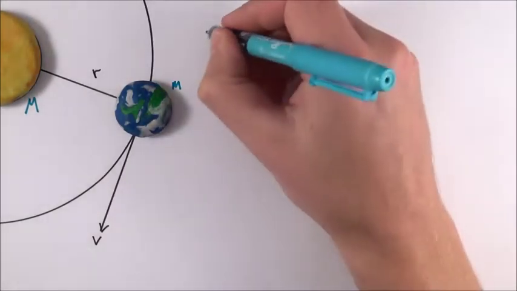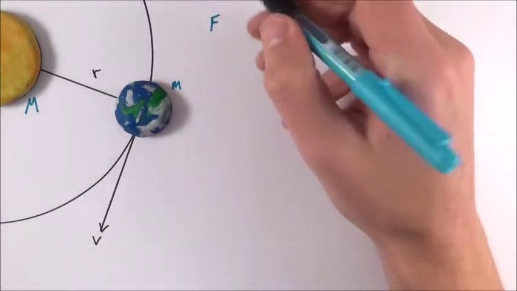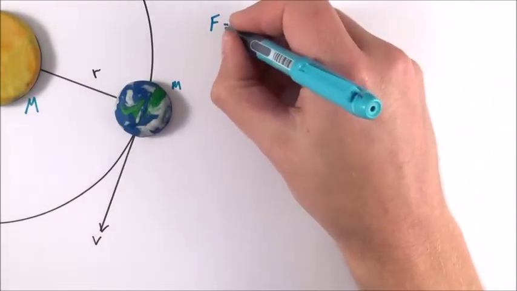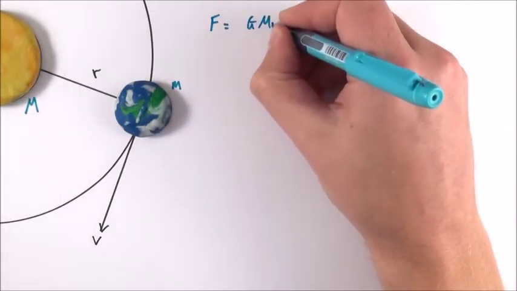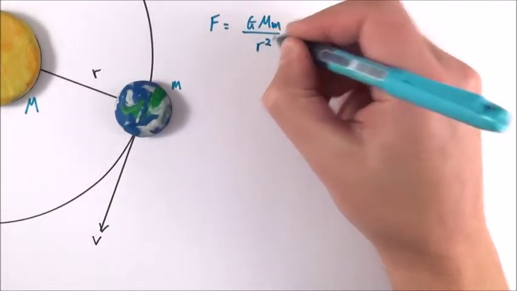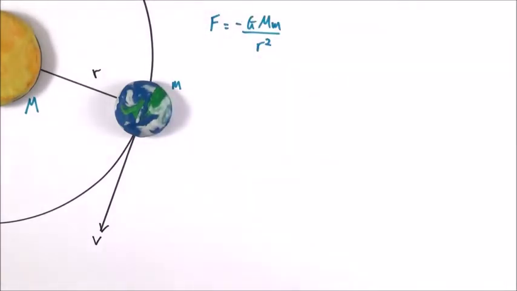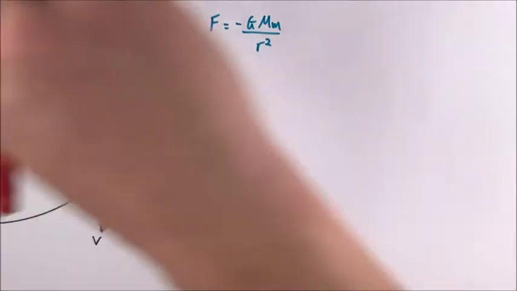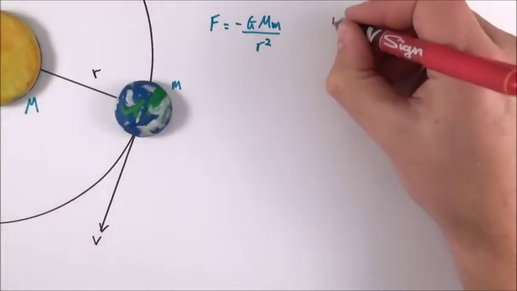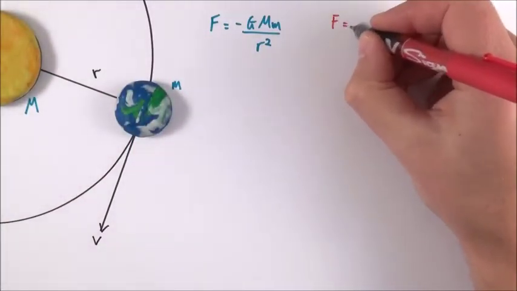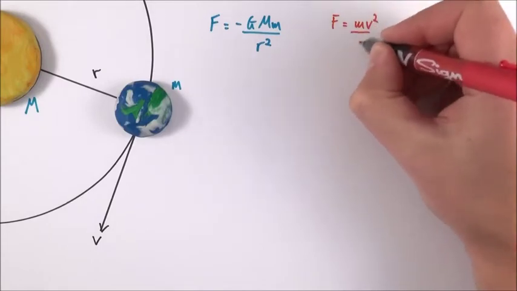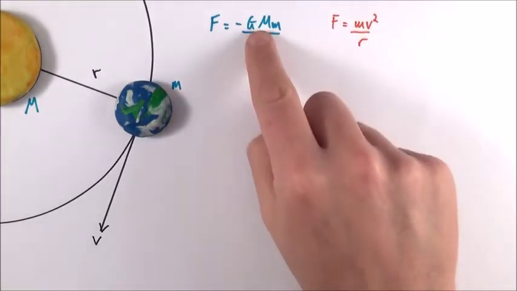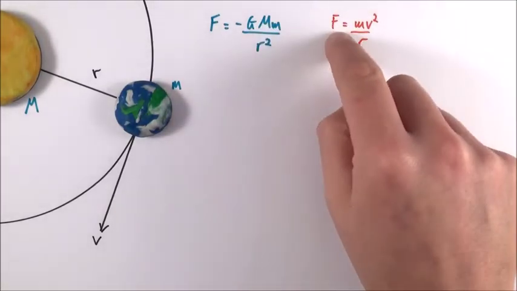But what we know is that from Newton's law of gravitation, the force between these two objects is going to be equal to GMm over r squared. But we also know that the force on this thing here, causing it to move in this circular path, and we're going to assume a perfectly circular orbit at the moment, this force, the centripetal force, is equal to mv squared over r. And effectively, it's this gravitational force here that provides the centripetal force.